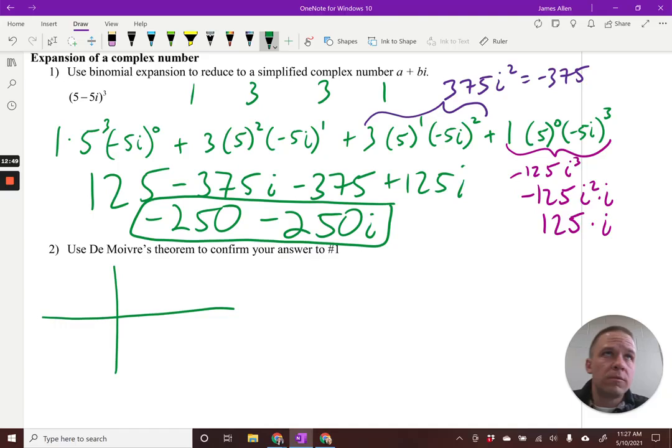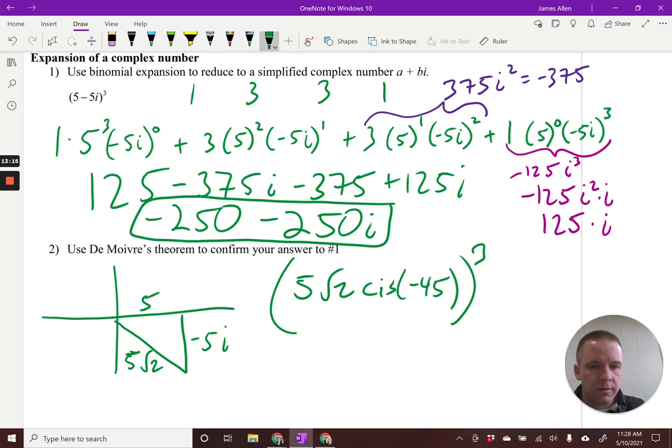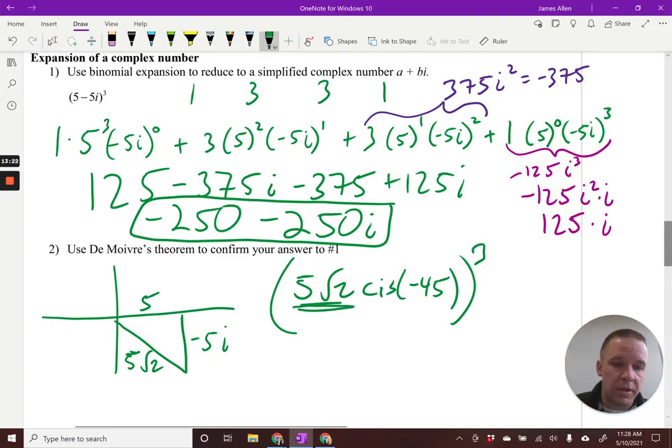What quadrant would we be in? To the right 5, oh, down, fourth quadrant. So I'd have 5 here, negative 5i here. This would be 5 square root 2. Cool. So I'd have 5 root 2 cis, and then it would be negative 45 or 315. I'll go negative 45. Keep the number smaller that way, right? To the third. Now, if you remember, we are going to raise this part, the coefficient. That's going to be raised to the third.